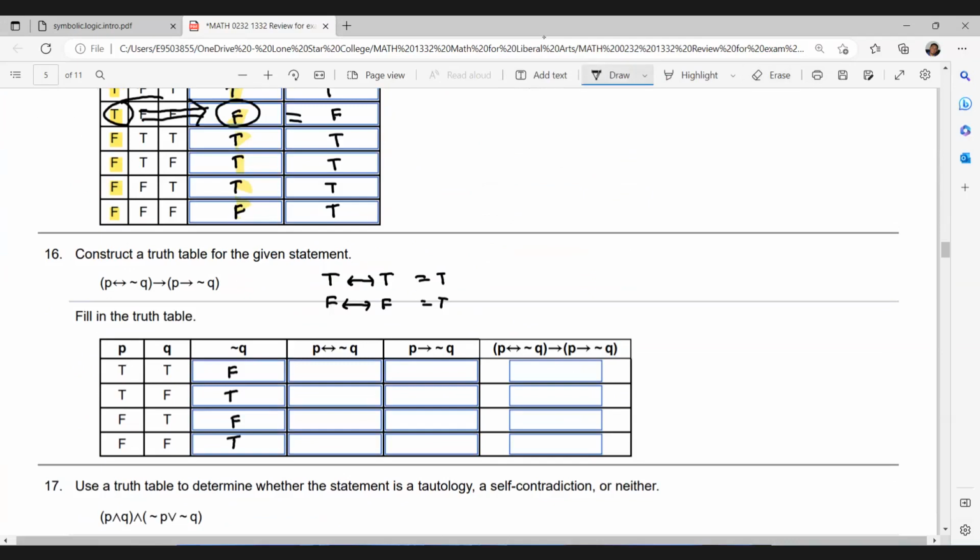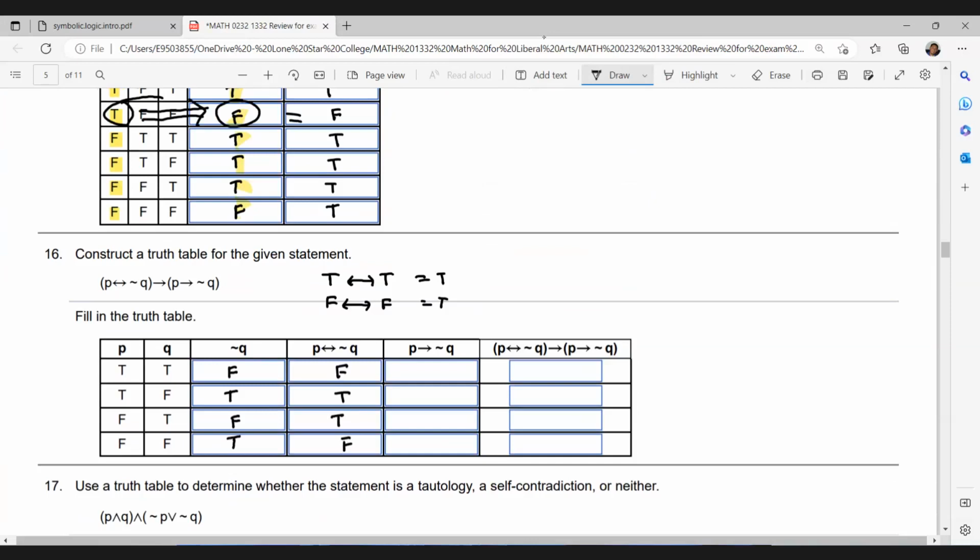And so we have, this will be false because I'm looking for the same truth value. This will be true. This will be true. This will be false. Okay, I was looking at the first and third column. I was looking for the same truth values, and that's why these answers are true.